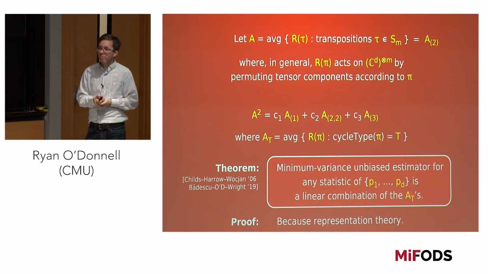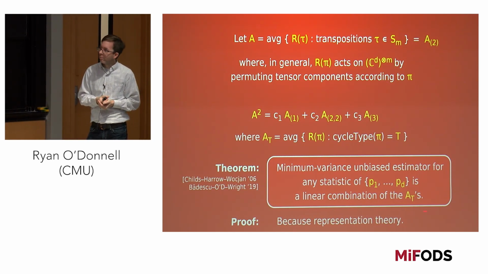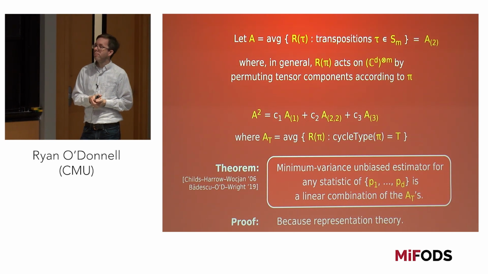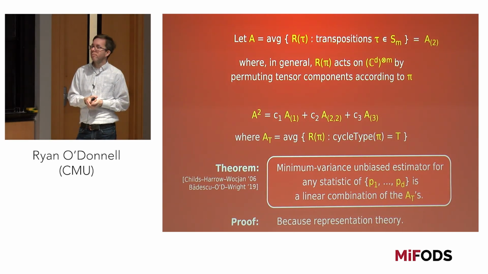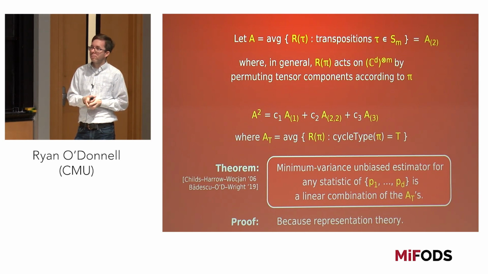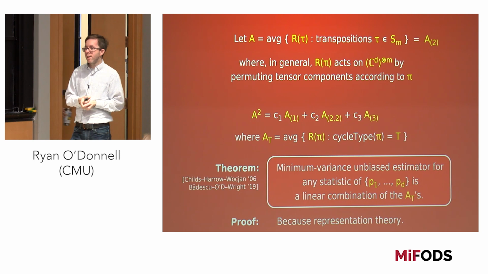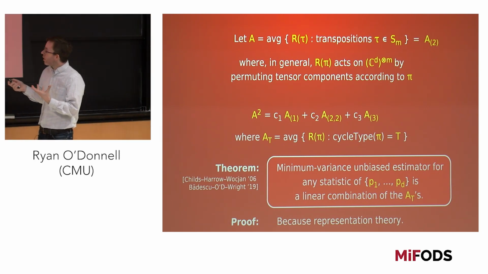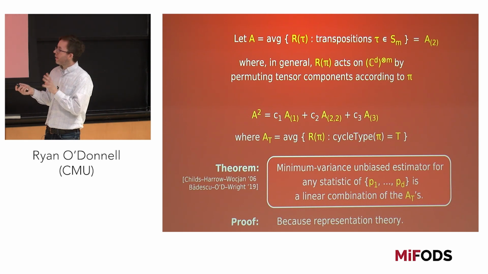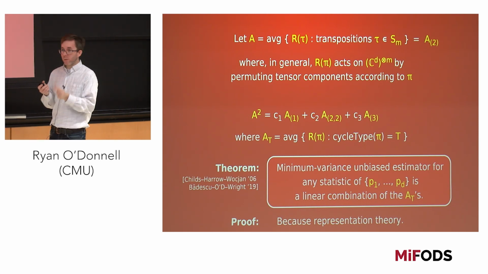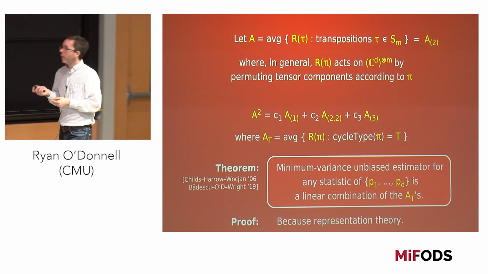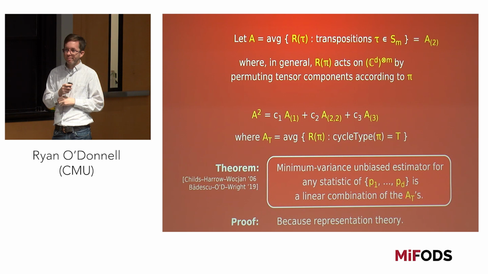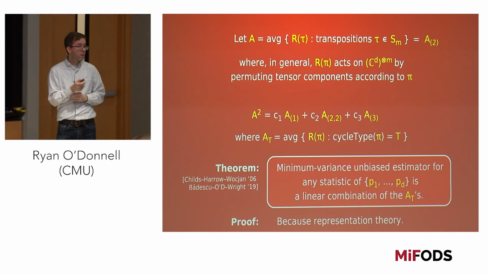Is that a pointwise or uniform statement? When you say minimum variance, is this the minimum variance when I max over all possible statistics, or for each given statistic? Oh, for each given statistic, among all the A's, these outputs, whose mean is equal to that statistic of the p's, the one of minimal variance will be a linear combination of these special ATs. Is it minimum variance or up to a constant factor? No, literally minimum variance.